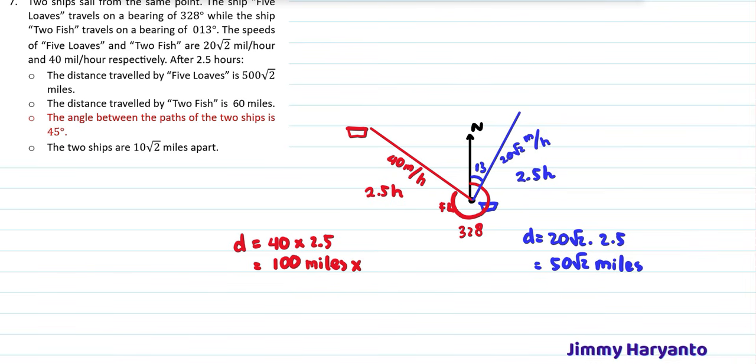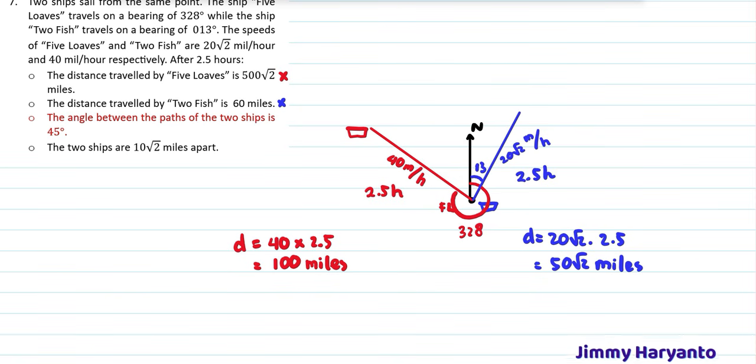Okay, like that. And then the distance traveled by the first ship, which is the red one, is 500 square root of 2. It's not correct. So this one is not correct. And then the distance traveled by the second ship is 60 miles. This one is also not correct. You can compare the red and the blue, yeah. And then the angle between the paths of the two ships is 45.